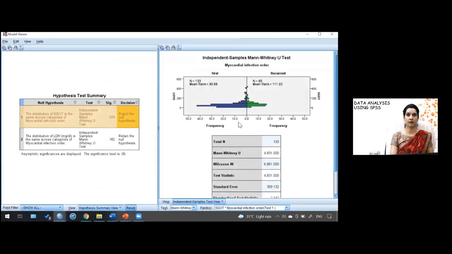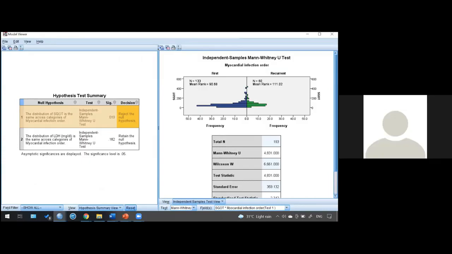If you double click on this table, a model viewer will appear. In this model viewer, the part which is yellow in color shows you the detail of that part. So this right hand side window is showing you the Mann-Whitney U test of this SGOT level with first order MI and recurrent order MI. Are you clear with this? All of you, is it clear to all of you? Yes, ma'am. So this is important.